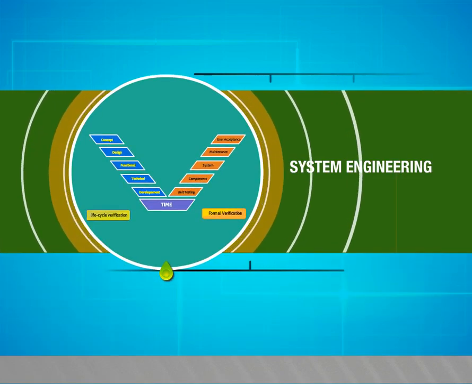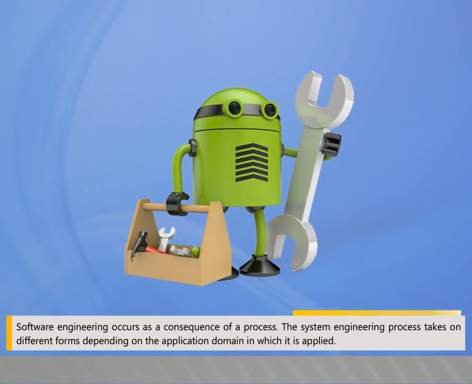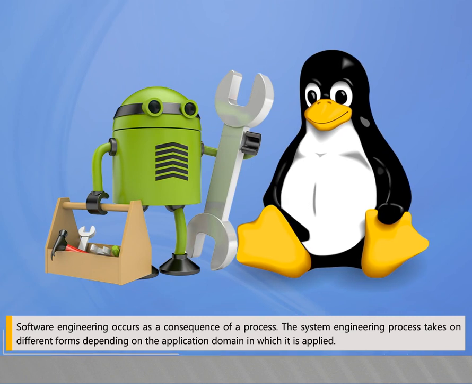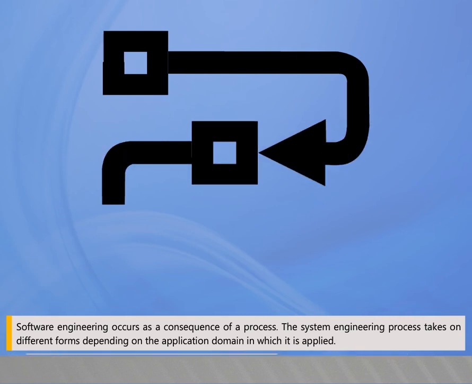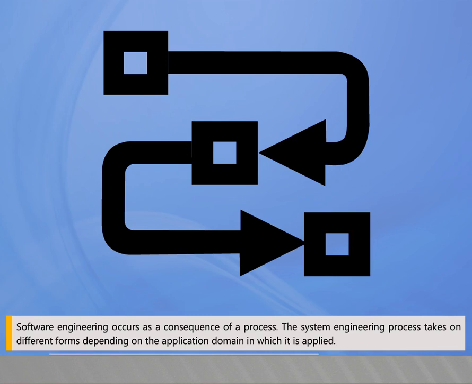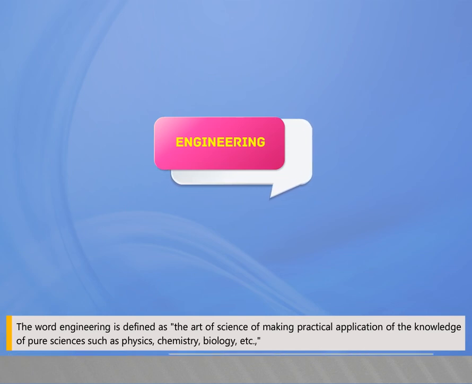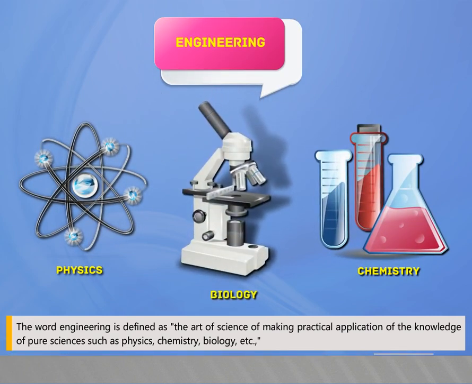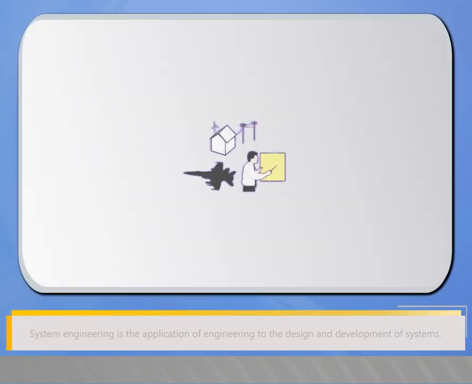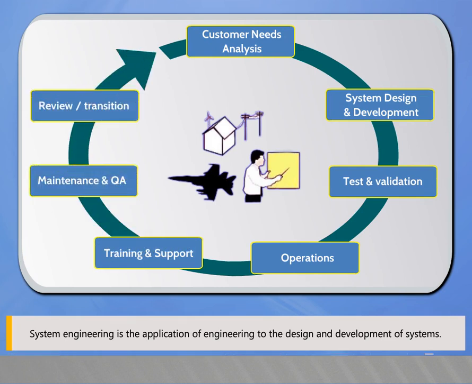System engineering. In this video, we are going to see about system engineering. Software engineering occurs as a consequence of a process called system engineering. The system engineering process takes on different forms depending on the application domain in which it is applied. The word engineering is defined as the art or science of making practical application of the knowledge of pure sciences such as physics, chemistry, biology, etc. System engineering is the application of engineering to the design and development of systems.